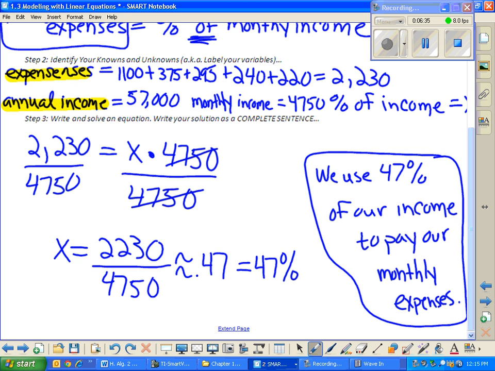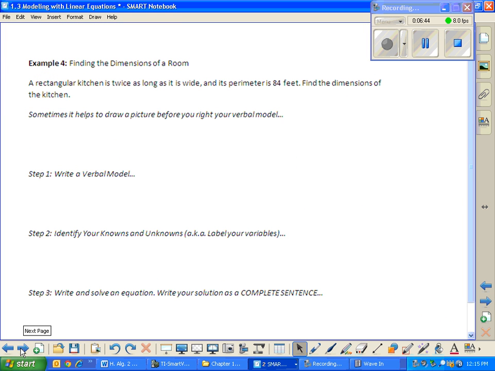Me circling my final answer there for you. Okay, so that's example 3. And we just have 2 more, and then you have some independent practice that we'll talk about in a few. Okay, example 4, it says find the dimensions of a room.